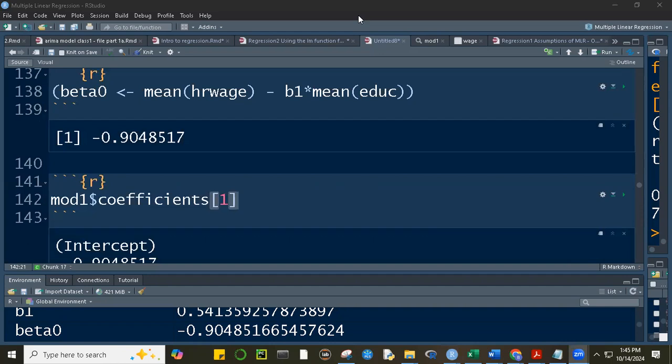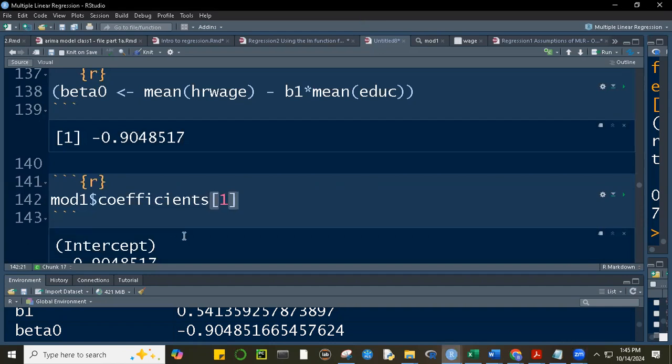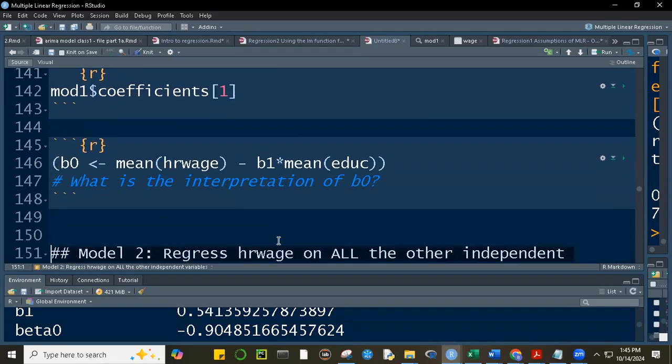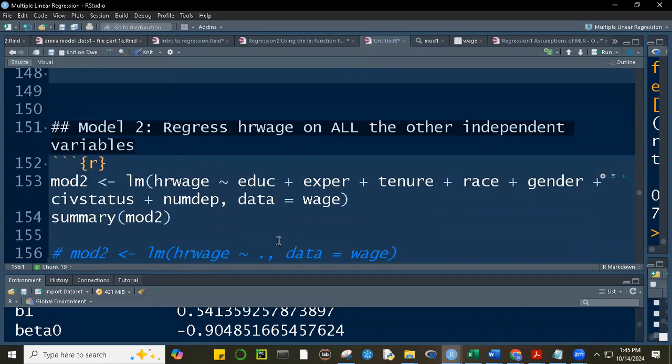Okay, I guess there are no questions. Okay, so let's continue. This time, class, let's go now to the real regression, the multiple linear regression. So this is now model number 2. Let's now regress hourly wage, our dependent variable, on all the other independent variables. So take a look at how this is done.